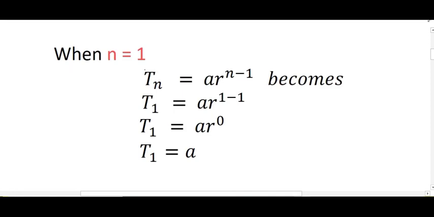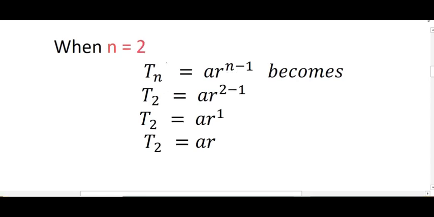When n is equal to 1, the nth term is equal to ar to the power of n minus 1. Anywhere we see n here, we replace it by 1. So this n has been replaced by 1 here, and the n here has been replaced by 1 here. So we have the first term is equal to ar to the power of 1 minus 1, ar to the power of 0. The first term now becomes a, because r raised to power 0 is 1.